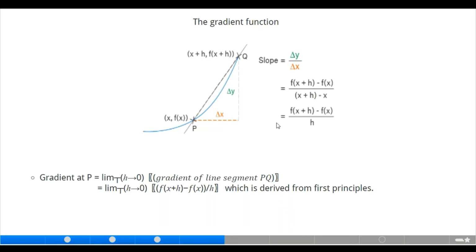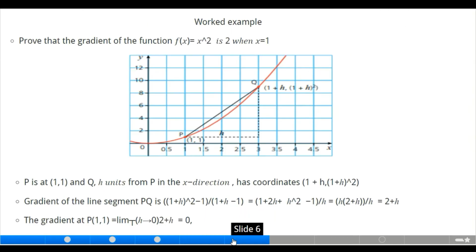Now, look at this. Under the first principle, we said that our h tends to 0. And what are we talking about with first principle? We are talking about differentiating for the very first time. Now, let's look at a given function here. We have to calculate the gradient of this function. So we are going to be using the formula for the slope that we have there, which is change in y divided by change in x.